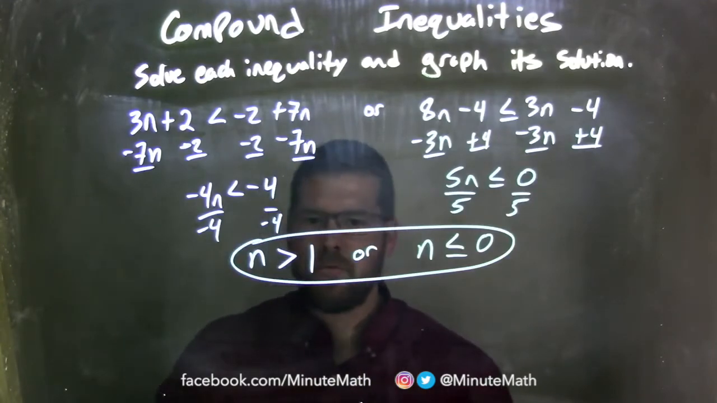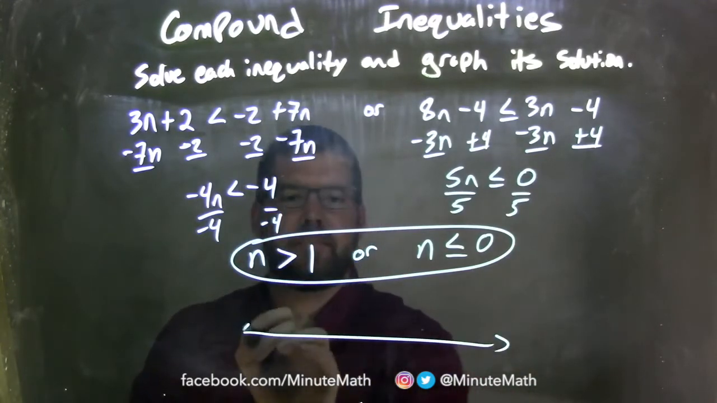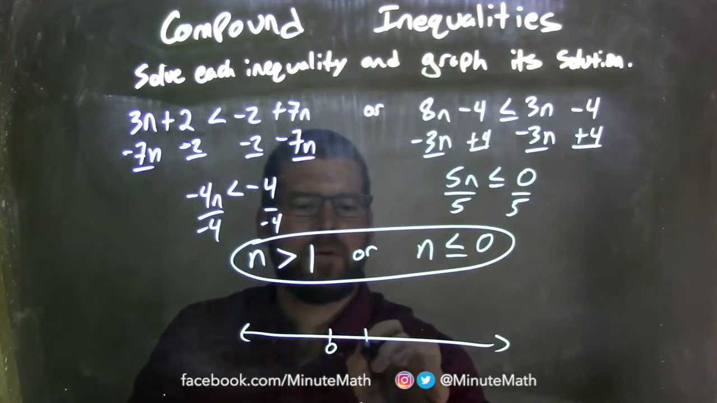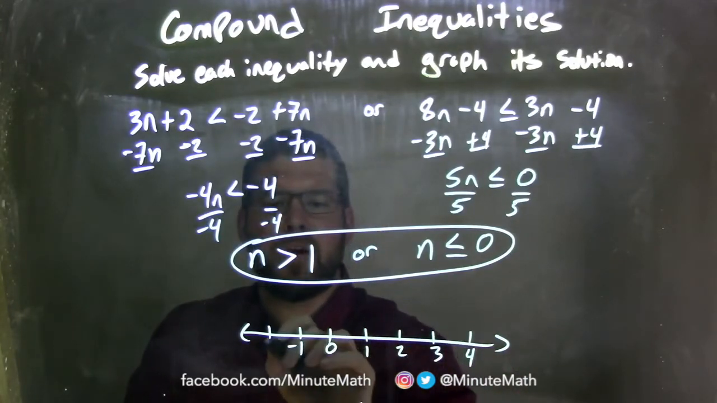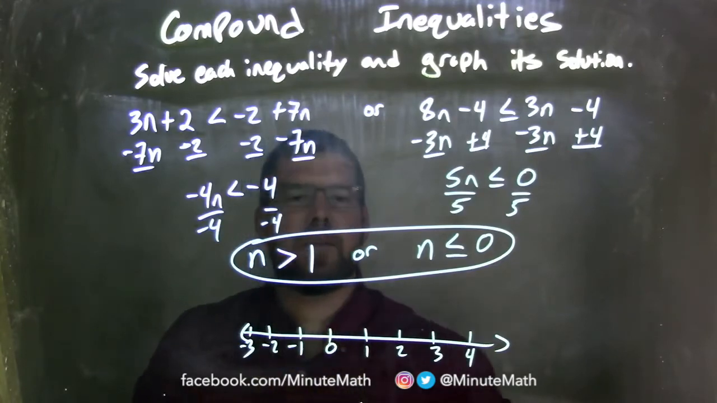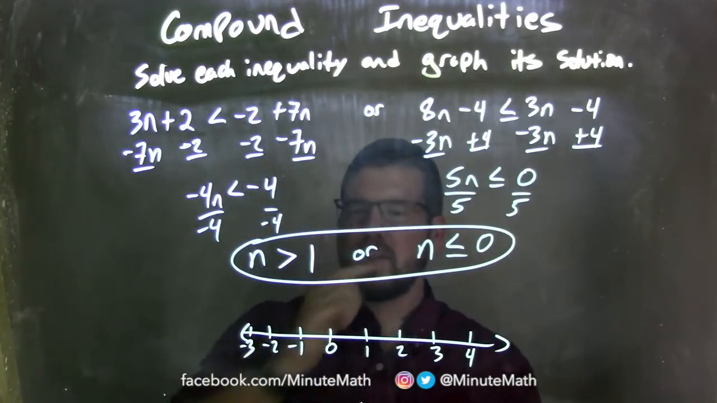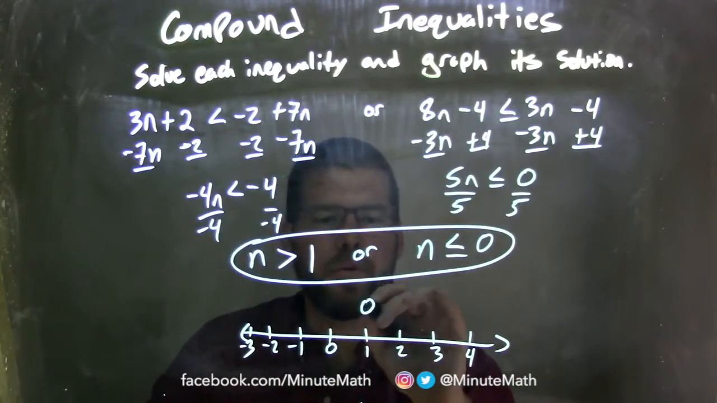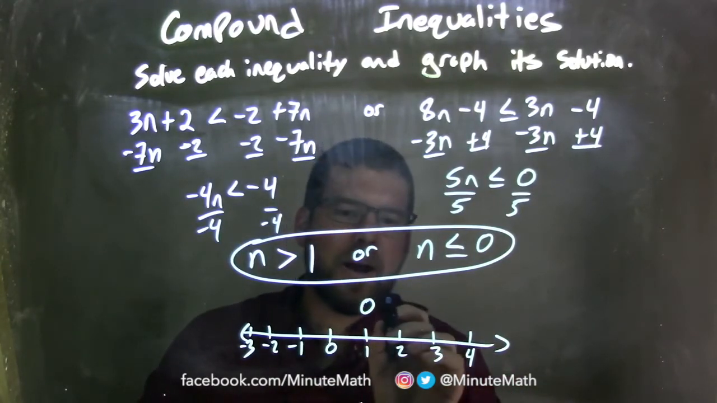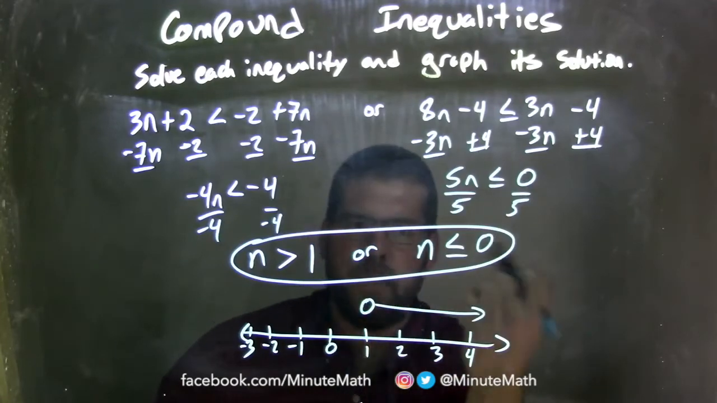So now I need to graph that. So let's get my number line right here. Okay, I have 0, 1, 2, 3, 4, and negative 1, negative 2, and negative 3 kind of fit in there. Okay. Well, since n is greater than 1, it's not equal to 1, just greater than 1, I have an open circle at 1. Then I put my arrow to the right because n is greater than that 1.